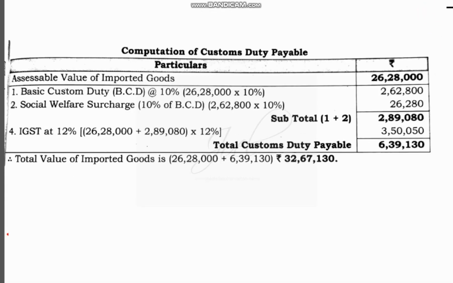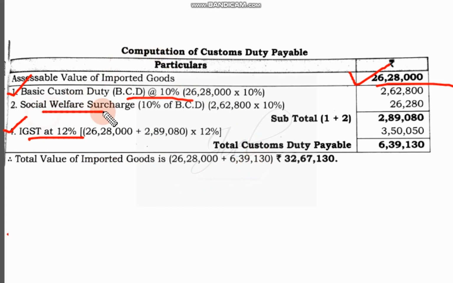So this will be the customs duty payable. As I told you, since there are only two rates, with only one amount column we can calculate. The assessable value is already calculated after adding all the items. Now the two duties given in the problem we are going to consider. One is basic customs duty at 10%, one more is IGST at 12%.